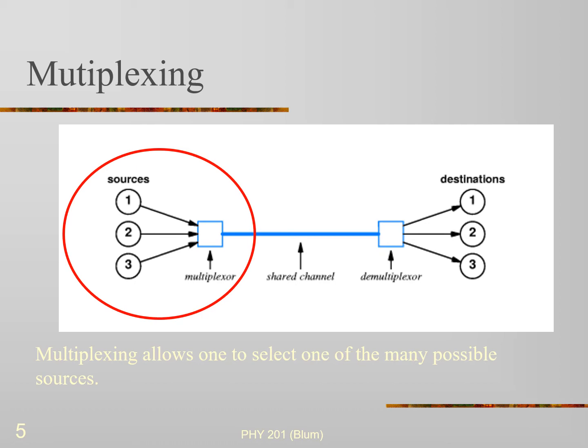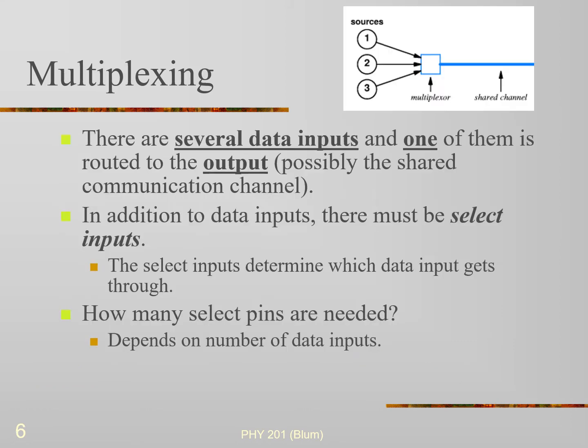So what's in the multiplexer then allows, at a given instance, for us to choose source number 2 to get through and be put on the shared channel. So a multiplexer is a device that has several data inputs, and it's going to have one output. And that output then may be connected to a shared communication channel.